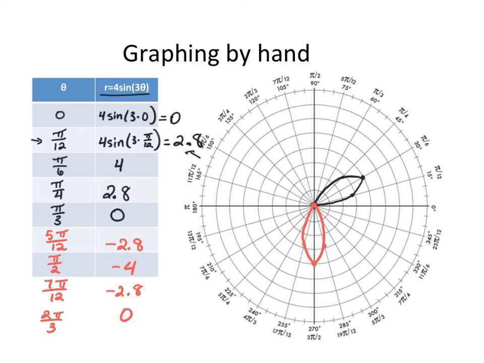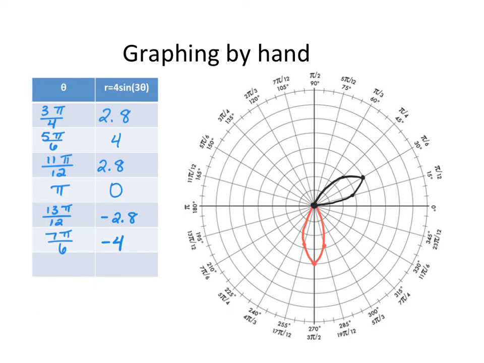Okay, I'm going to actually keep this process going. I'm going to do one more full petal with you guys. I'm going to erase my current points that I have, and I'm going to pick a few more points for me to plot.